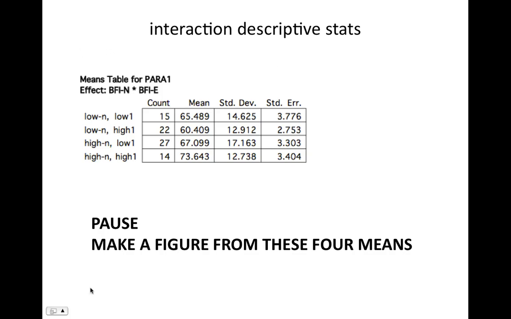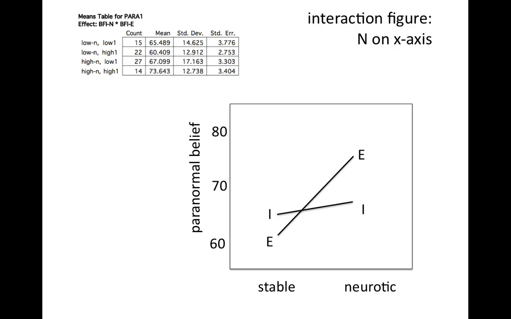Welcome back. So everybody's got a figure, and let's go to the next slide. And the important thing to realize is that there's actually 2 ways to make a figure of an interaction that has 2 independent variables. This is one way, and what we see in this slide is the means table for the interaction replicated in the upper left, and we've plotted neuroticism on the x-axis, and the extraversion variable is labeled on the interior.